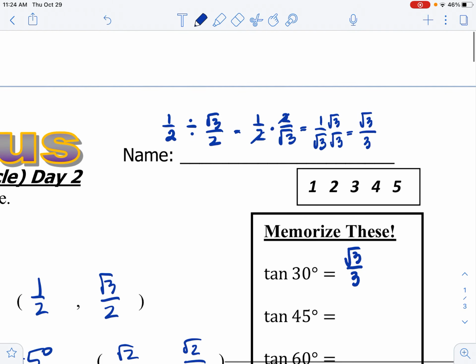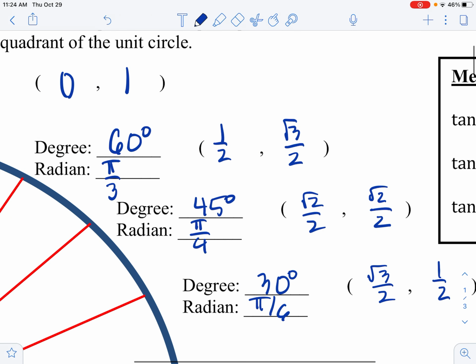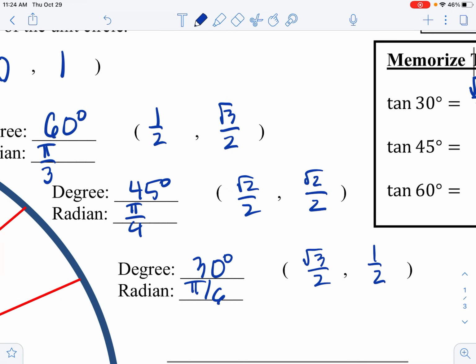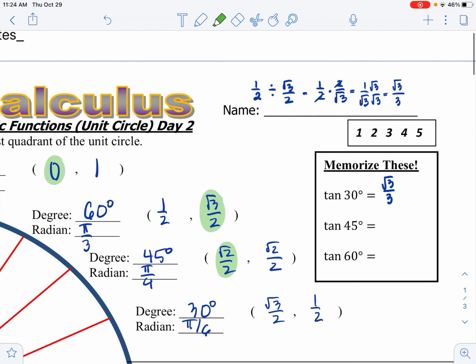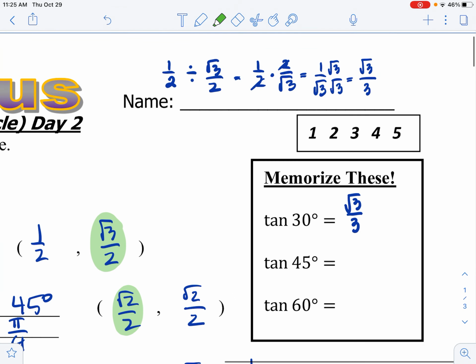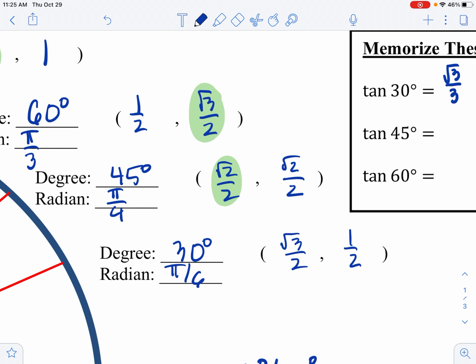Okay. Tangent of 45 degrees. So let me first actually say, if I asked you what's the cosine of 45 degrees, I'm asking you what's this x value here. If I ask you what is the sine of 60 degrees, I'm asking you what is this y value. If I ask you what's the cosine of 90 degrees, I'm asking you what is this x value. So it's 0, right? So those ones you already know. Now we have tangent of 30 degrees memorized also.